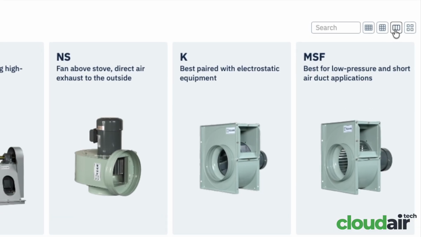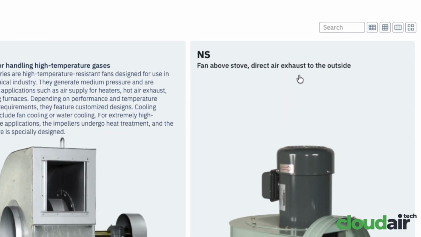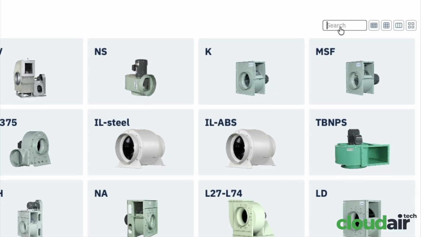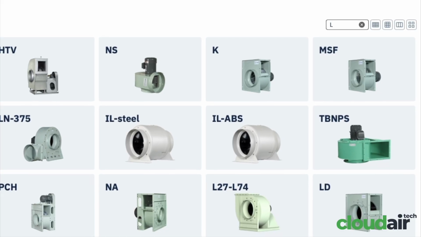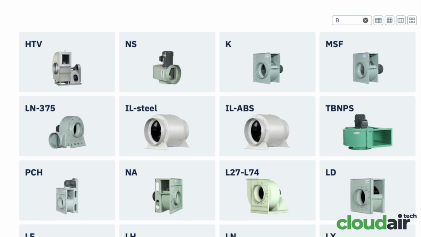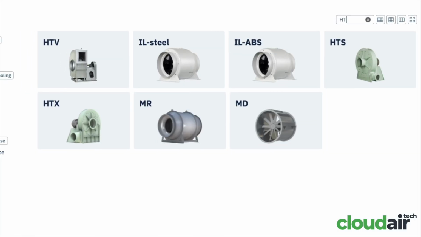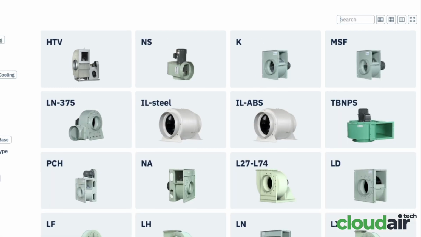Choose between compact thumbnails for faster browsing, or larger tiles with names and descriptions for easier recognition. You can also search for specific models or series directly using the quick search bar at the top. This intuitive filtering and browsing experience makes it easy to find exactly what you're looking for, whether you're browsing hundreds of options or looking for a specific fan type.